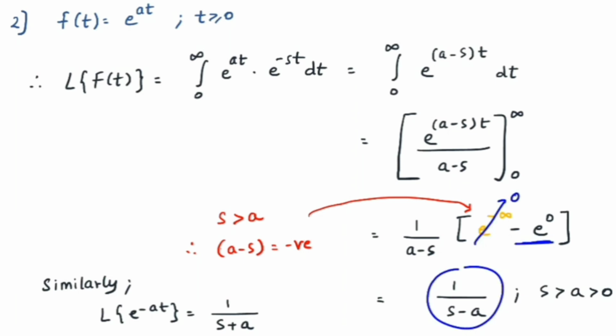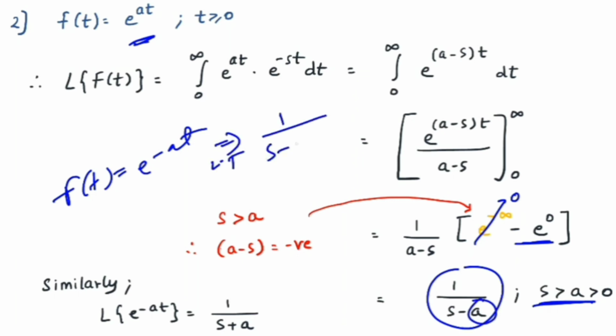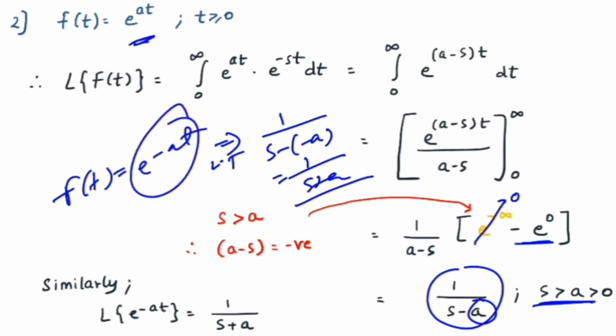So if you have the function as e raised to plus at, the answer would be 1 upon s minus a, where s is greater than a and a is greater than 0. Again, if the question is changed to f of t is equal to e raised to minus at, then just replace this a with minus a. So the Laplace transform would be 1 upon s minus of minus a, which is 1 upon s plus a. So I hope you got this part also. If the function is e raised to minus at, the Laplace transform would be 1 upon s plus a.